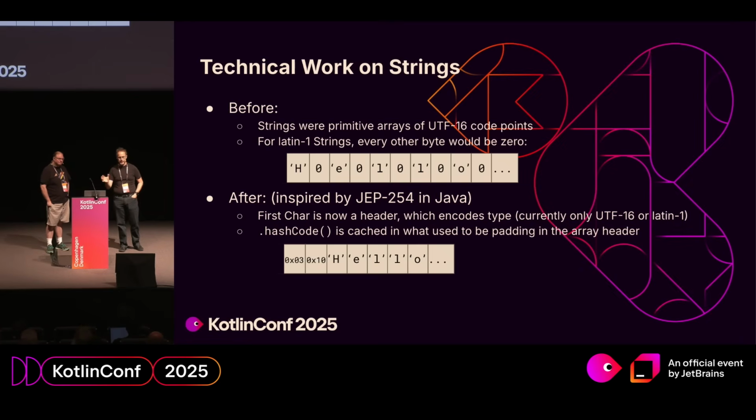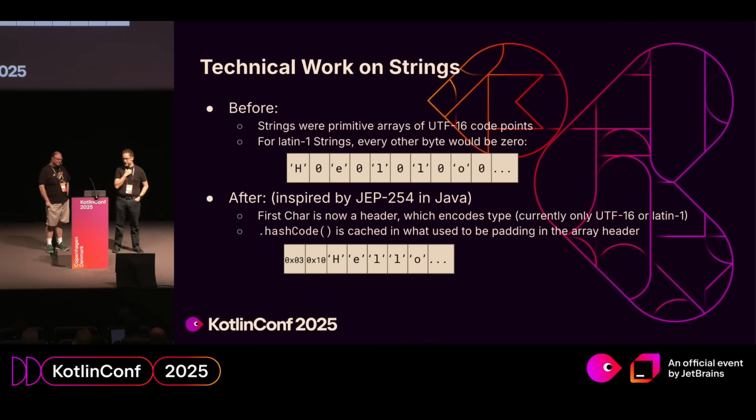And we're mimicking this in this change, where we're saying the first 16 bits of the string data actually encode a little bit of information about it. It encodes whether it's UTF-16 or Latin 1. Additional representations could be added later. And then whether the hash code has already been computed. So this change also caches the hash code of the string.